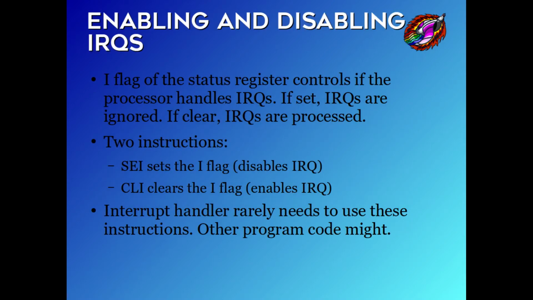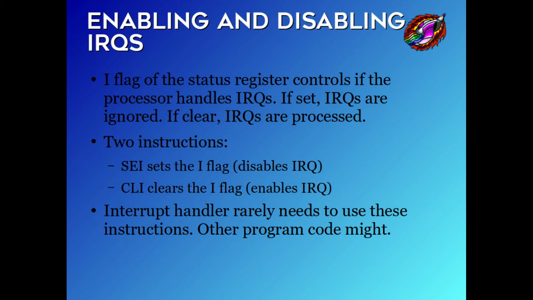Now, because IRQs are maskable, how do we enable and disable processing of IRQs? That's with the I flag in the status register. And there are two instructions that we can use. There's SEI that sets the I flag and disables IRQ processing, so it masks the IRQ signal. And then there is CLI for clearing the I flag, and that re-enables interrupt processing.